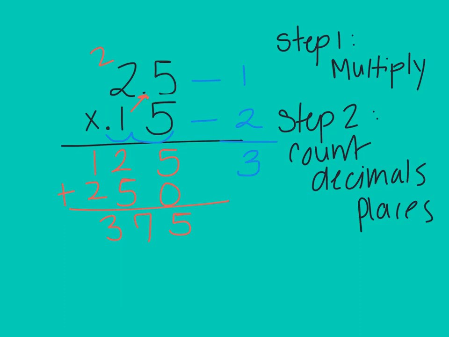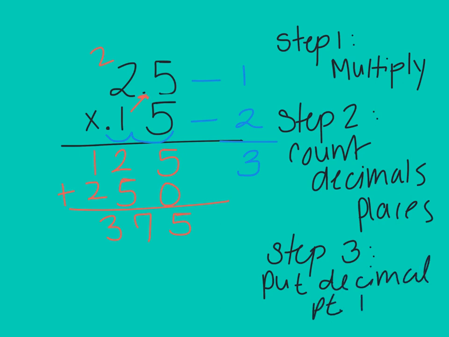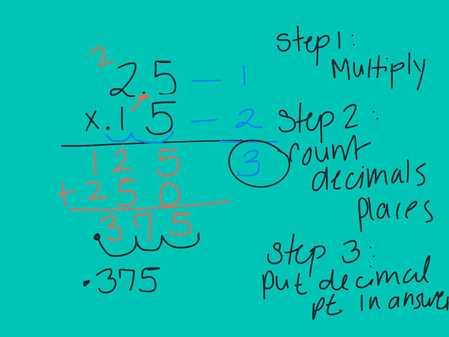And so once you've figured that out, your step 3 is to put your decimal point in your answer. And the way to do that is start at the back of the number and move however many places you counted. So here we had 3, so I will move to the left 3 places, and my answer is 375 hundredths.